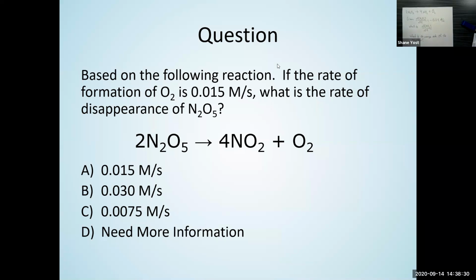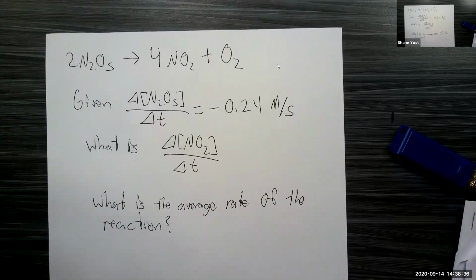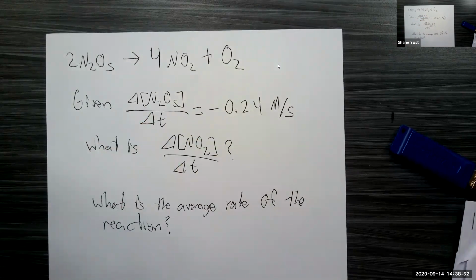Here's another example with this. Let's say I have that exact same chemical reaction, but now what we're given is that the rate of change in the concentration of N2O5 is negative 0.24 molars per second. The question is, what is the rate of change in NO2 over time? And then what is the average rate of the reaction? Think about it for just 1 minute, and then we'll answer this together.